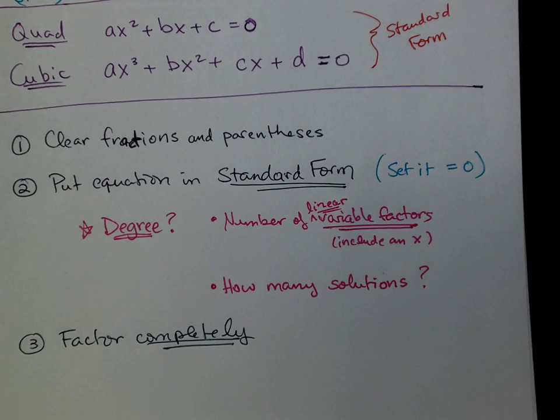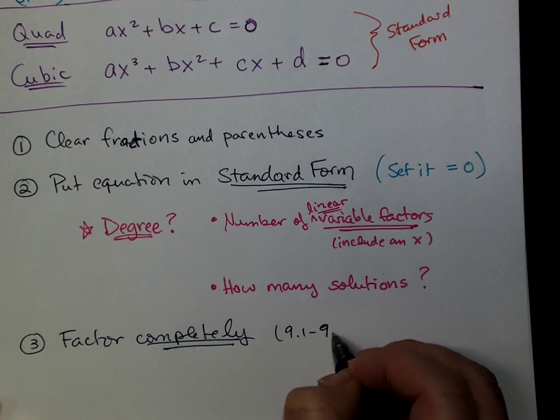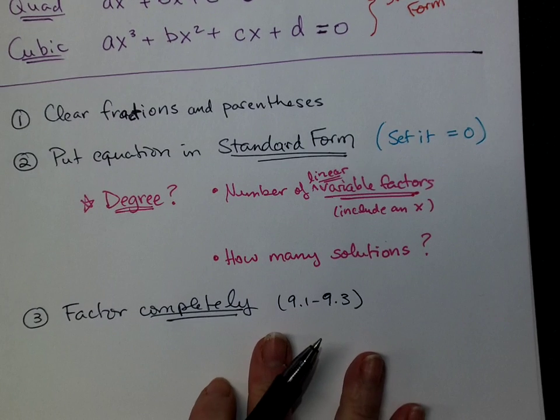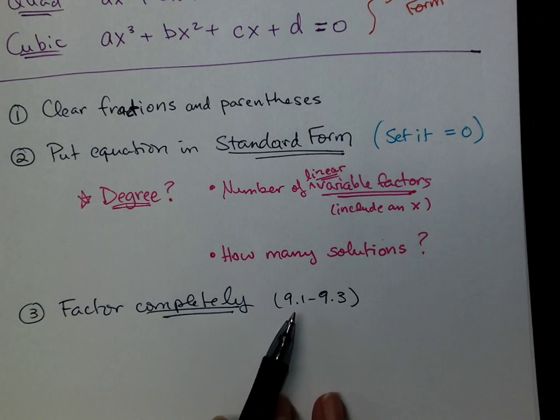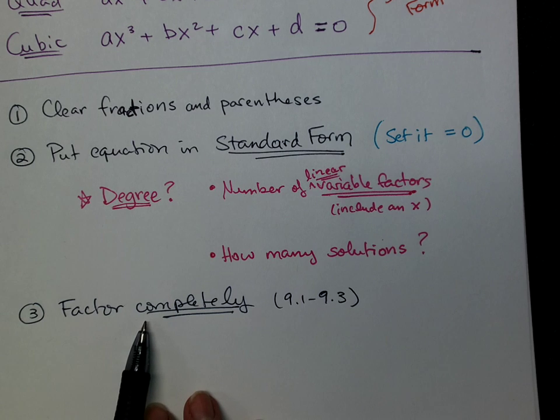So, factor completely, this is all 9.1 to 9.3. I'm not going to say, oh, this one's from 9.2 or this one's from 9.3. Once you see everything on the left, you have to ask, how do I factor this? It's mixed practice. Do I have a GCF? What's left? What's my technique? How do I know I'm done?